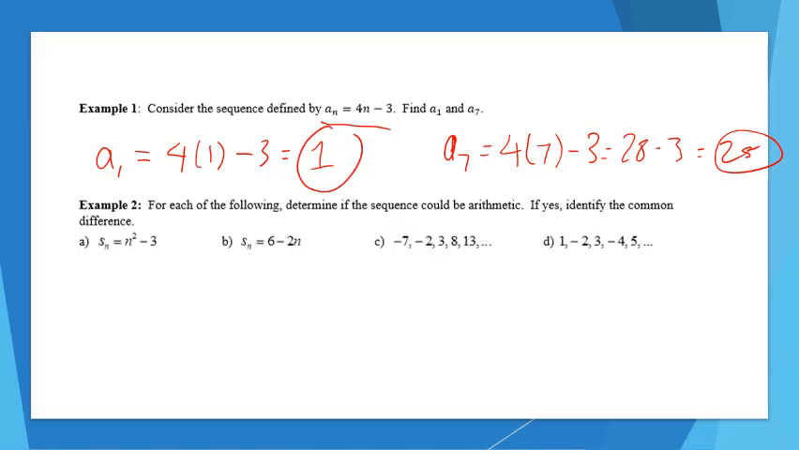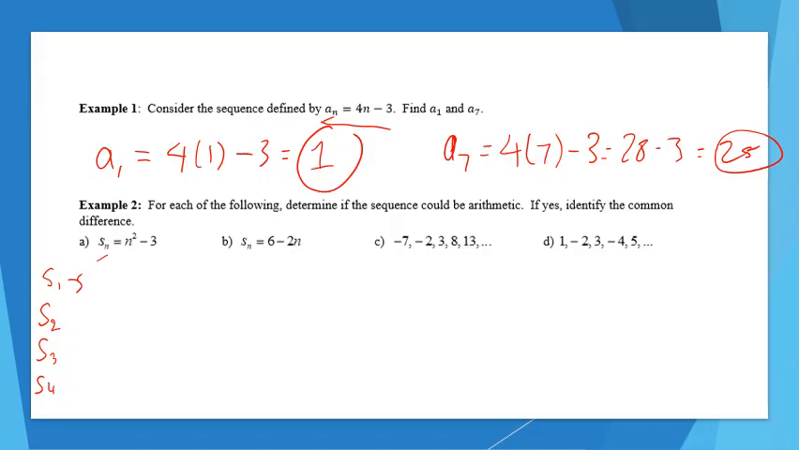For example 2, for each of the following, determine if the sequence could be arithmetic. If yes, identify the common difference. So here, S of n is just the same as a of n. S of n just represents sequence, just another name to call it. To find it, I would recommend finding at least the first 4 terms. So here, let's find S of 1, S of 2, S of 3, and S of 4.